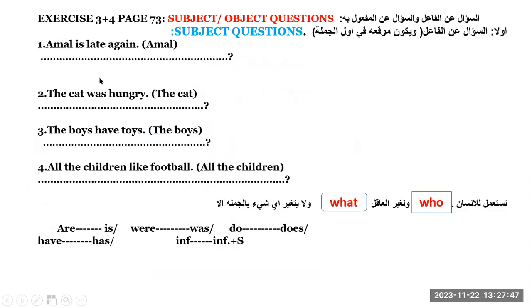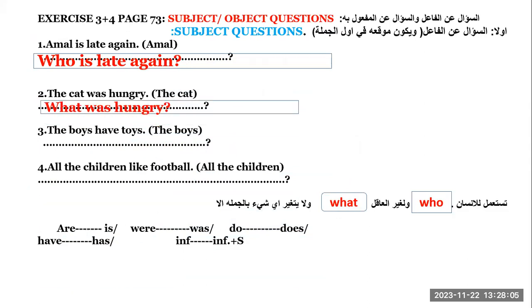If the answer is Amal, what's the question? Sidra. Who is late again? Number two, Nancy. The cat was hungry. What was hungry? Okay, three, Alisabat.